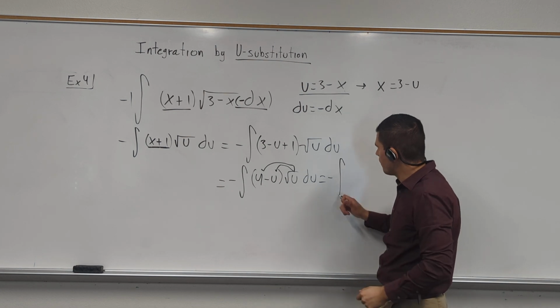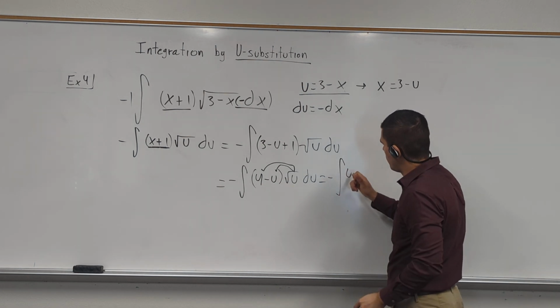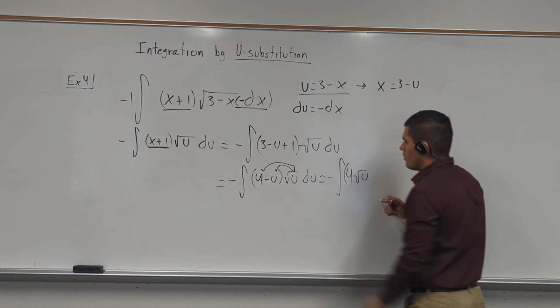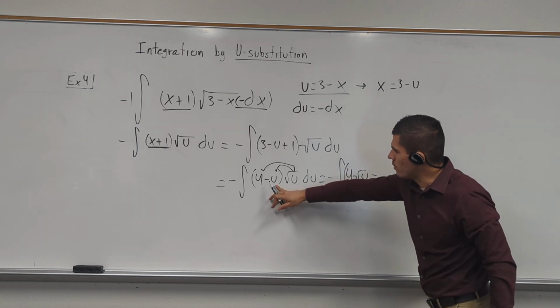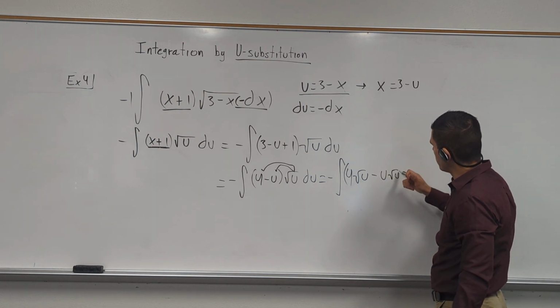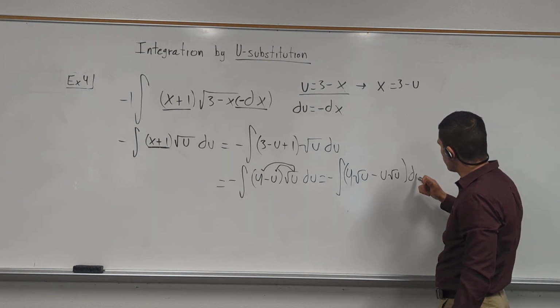So I'll have a negative. This would be a 4 with the square root of u. I'll put the parentheses. And this would be, okay, let's be careful. So how do I multiply u times the root u? Well, I'll write it like this for a moment and then remind you of some algebra rules in just a second.